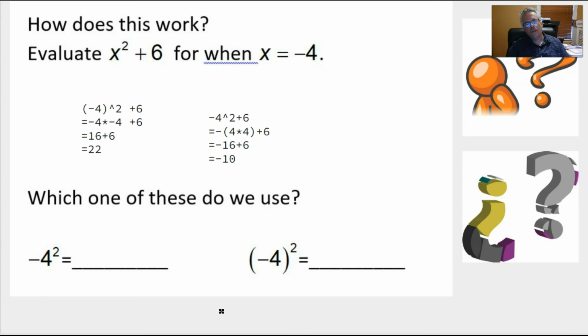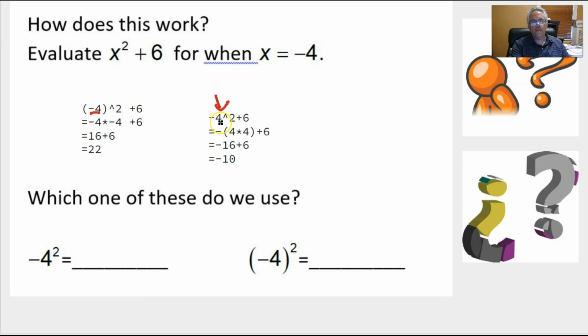In this slide, I want to show you why it makes a difference. This is what we just did. We put parentheses around the negative 4 and squared the whole thing. That's what we want. Whatever we're putting for x, we want all of it squared. That means negative 4 times negative 4, which gives us positive 16. And when we add 6, we got 22. If we don't put the parentheses in, only the 4 gets squared. Your calculator will give you a different answer, and it's not the one you want.